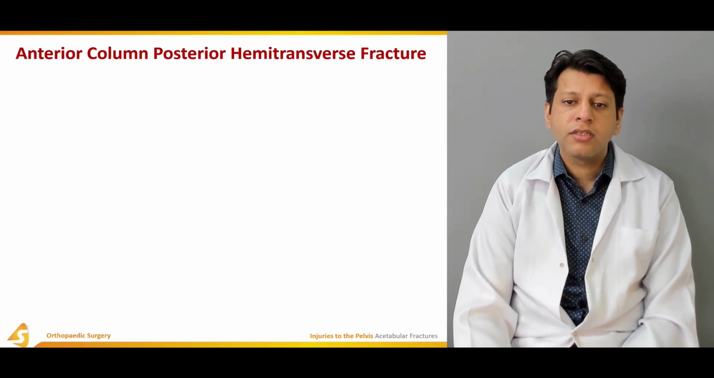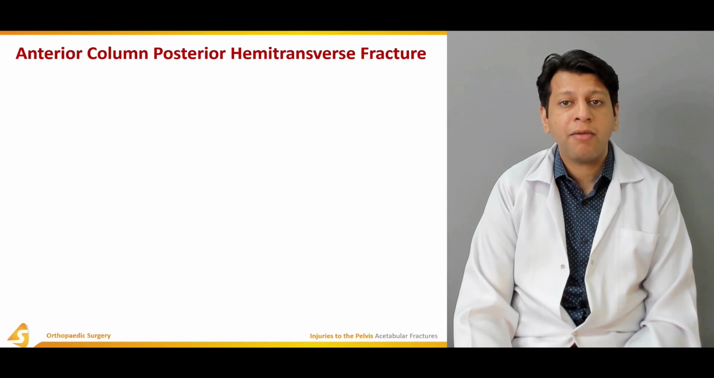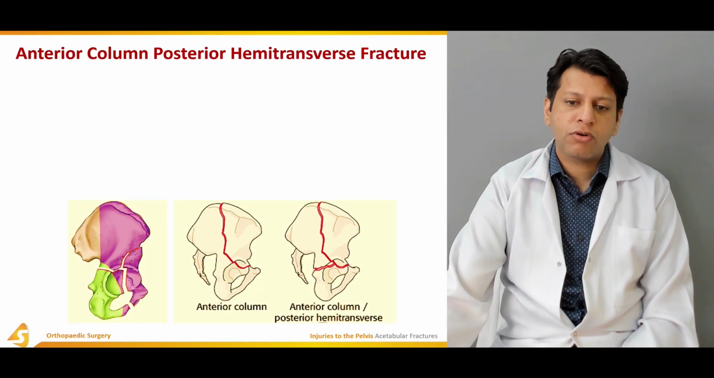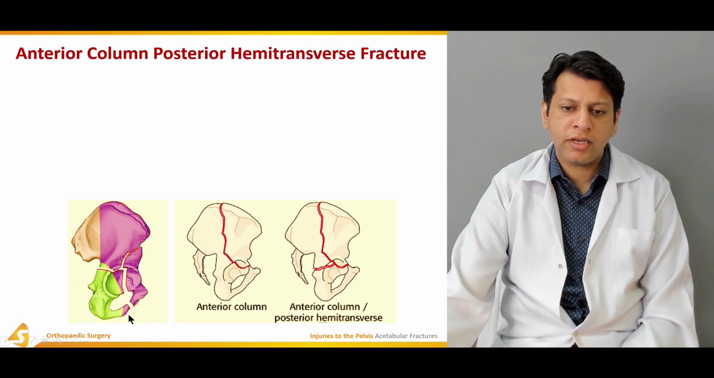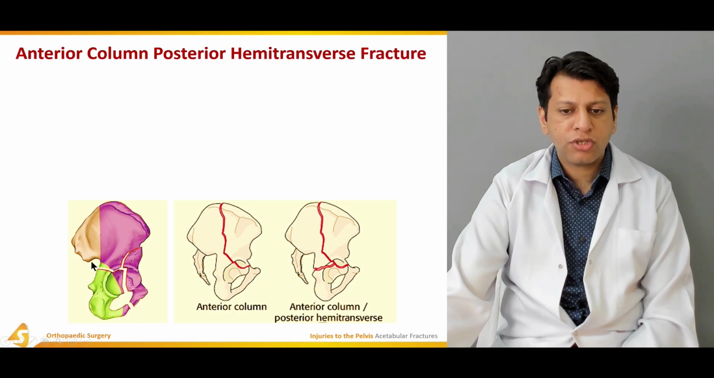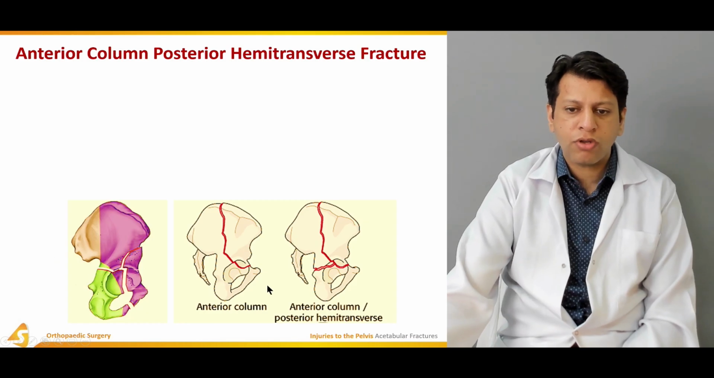Now coming to the anterior column with posterior hemitransverse fracture. What is required is disruption of the iliopectineal line. This means the anterior column is lost, but posteriorly there is a hemitransverse fracture. This is not loss of the complete column, but a small fracture line goes into the posterior column.